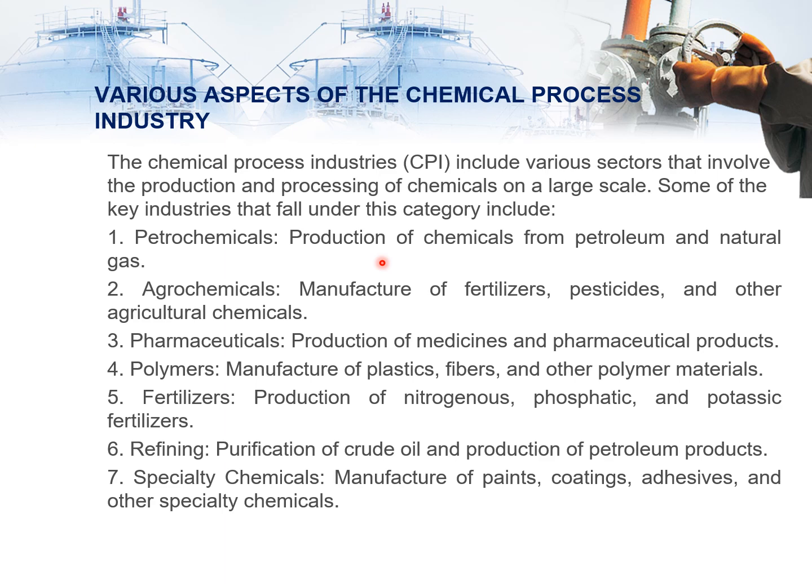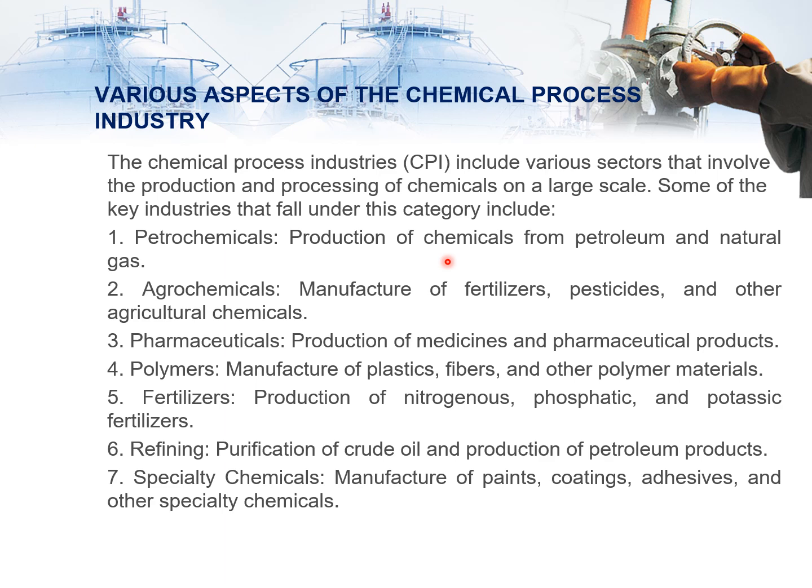The chemical industry has a lot of sectors. So we have petrochemical aspects, the agrochemicals, the pharmaceuticals, polymers, fertilizers, refining, and specialty chemicals. We talk briefly about some of these aspects. There are many more aspects. So when we talk about the petrochemicals, it concerns itself with the production of chemicals from petroleum and natural gas.